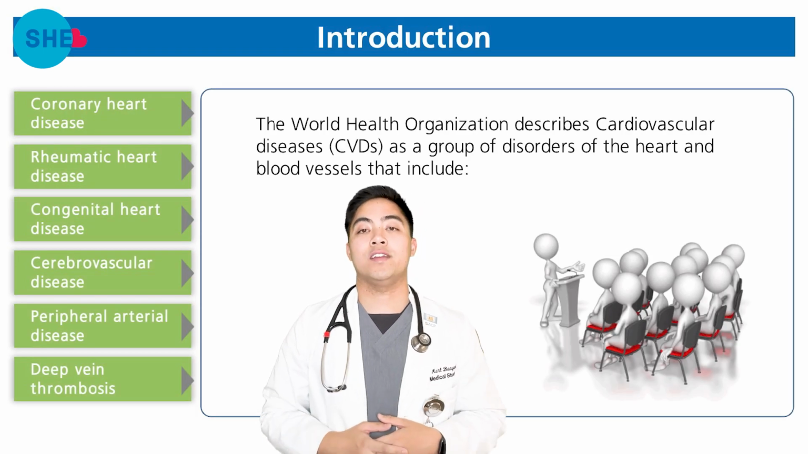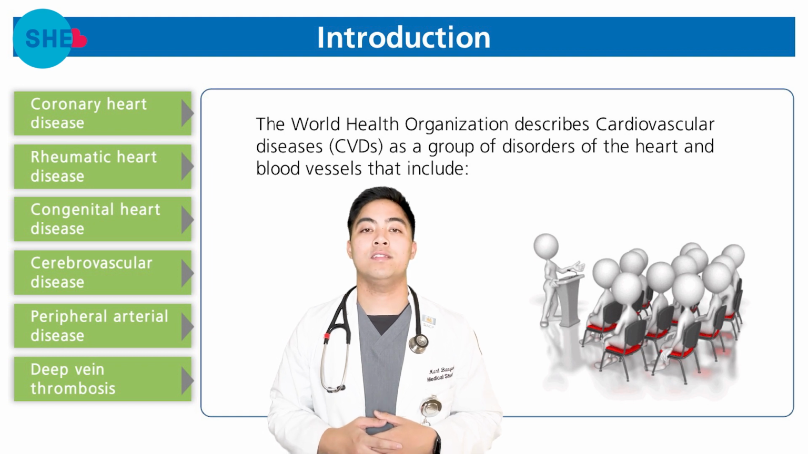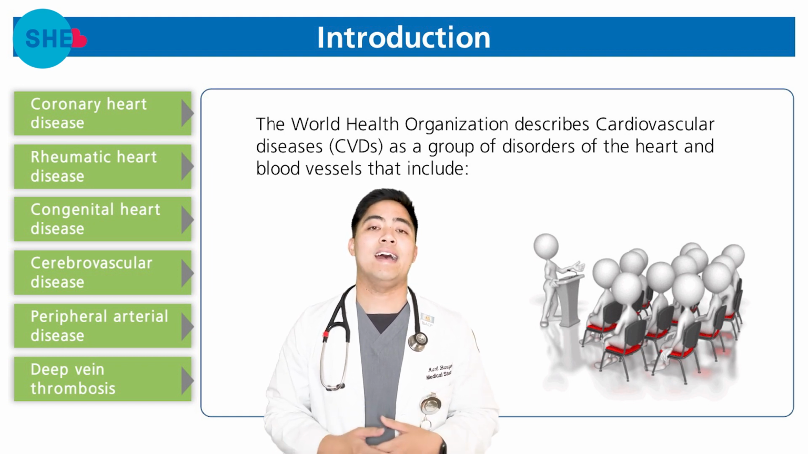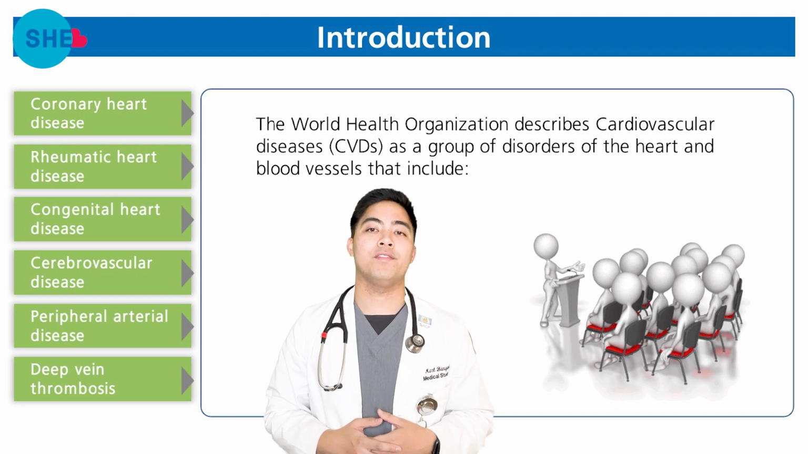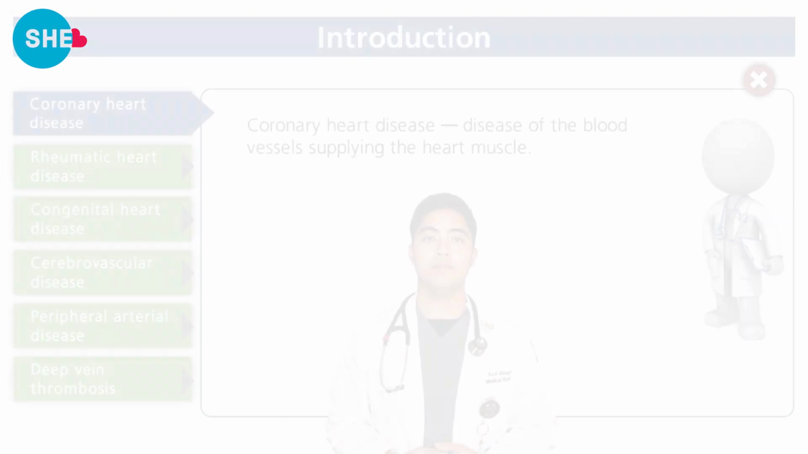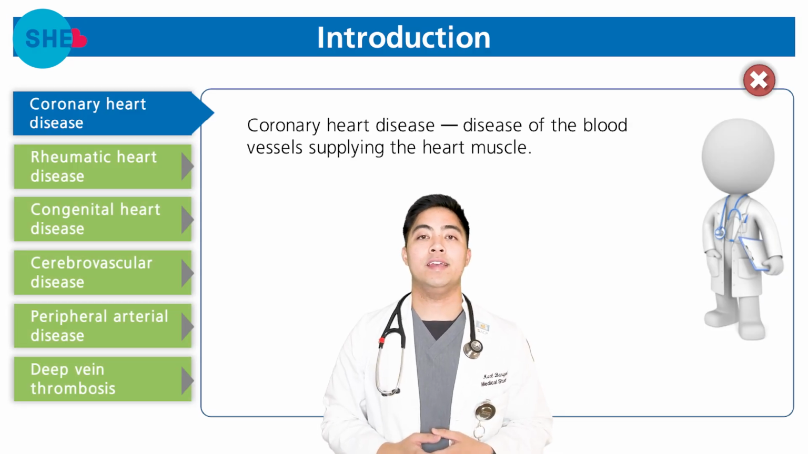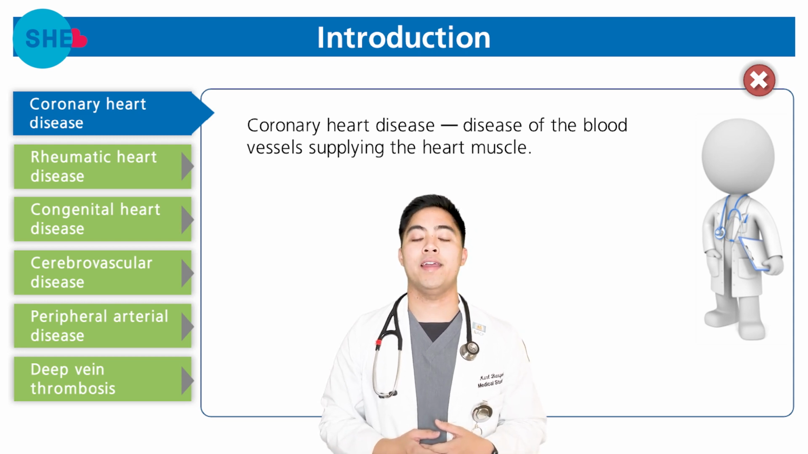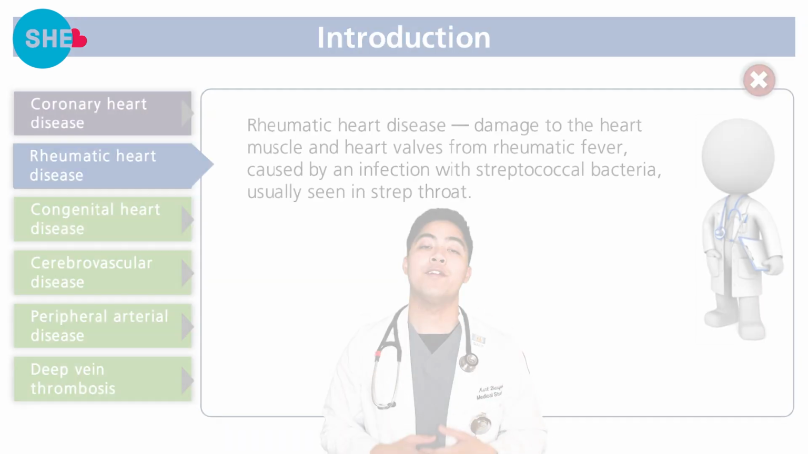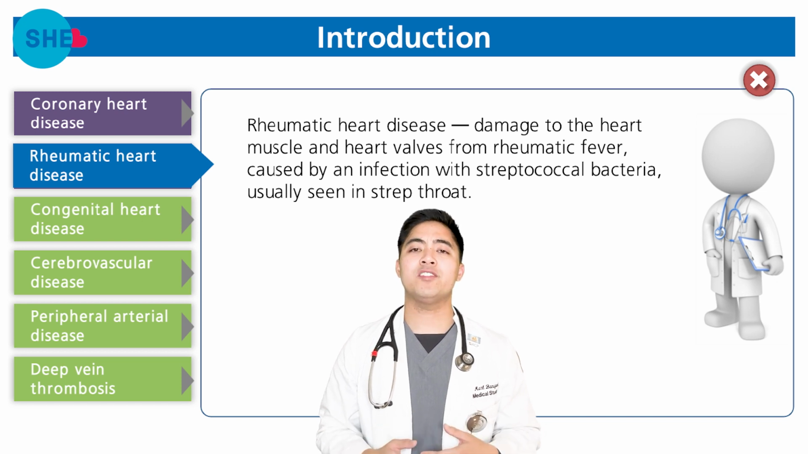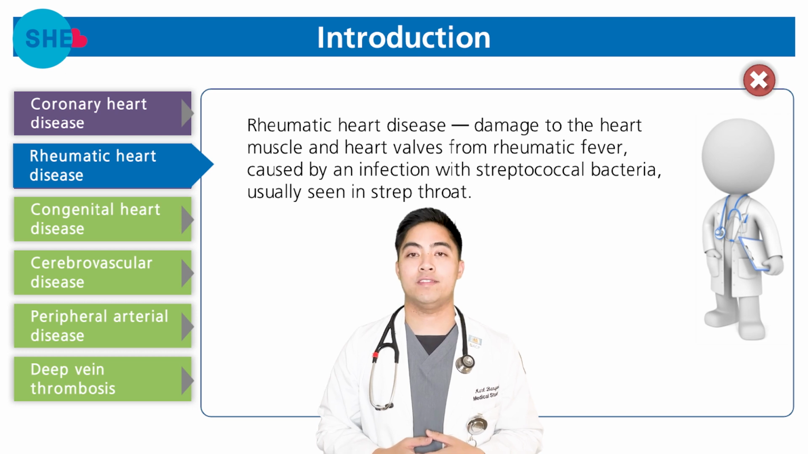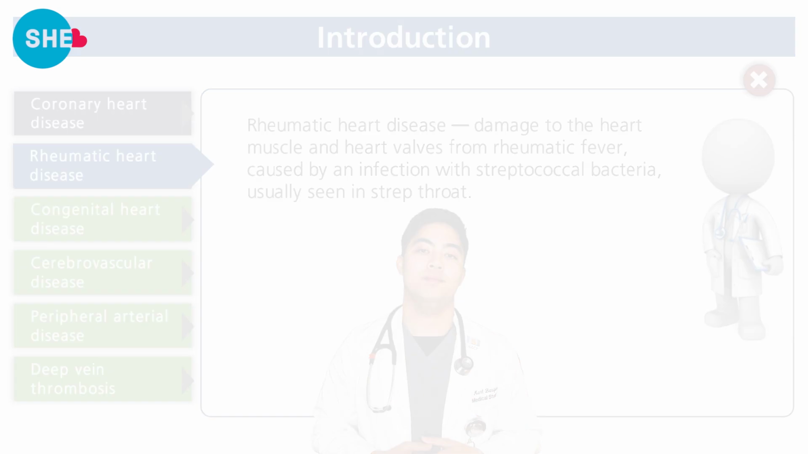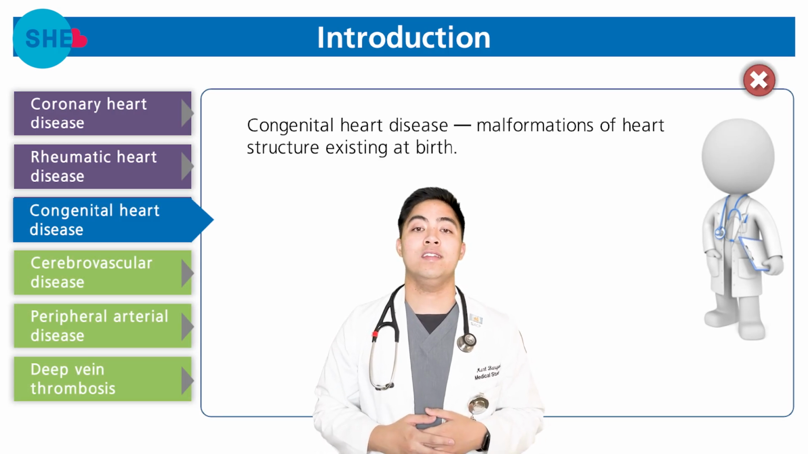The World Health Organization describes cardiovascular diseases, otherwise known as CVDs, as a group of disorders of the heart and the blood vessels that include coronary artery disease, a disease of the blood vessels supplying the heart muscle. Rheumatic heart disease is damage to the heart muscle and valves caused by bacteria known as streptococcus, usually because of an untreated strep throat infection. Congenital heart disease is a problem with the heart structure that occurs at birth.